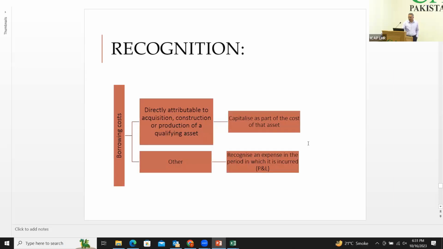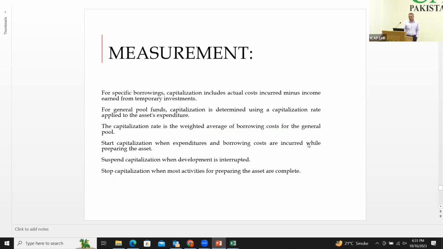Okay, recognition. Borrowing costs incurred other than on a qualifying asset will be charged to the profit or loss account. Otherwise, it will become part of the cost of the asset. Then we have measurement. There are two types of loans: one is a specific loan and the other is a general loan.